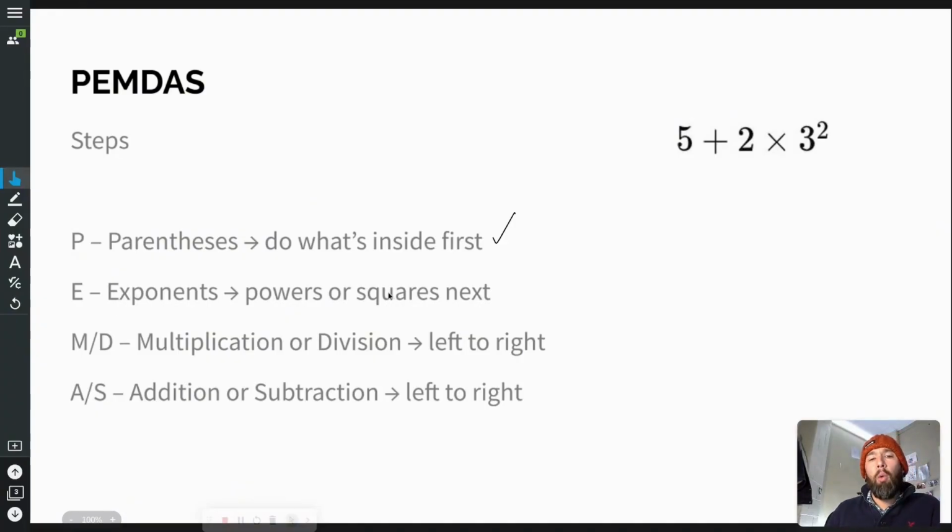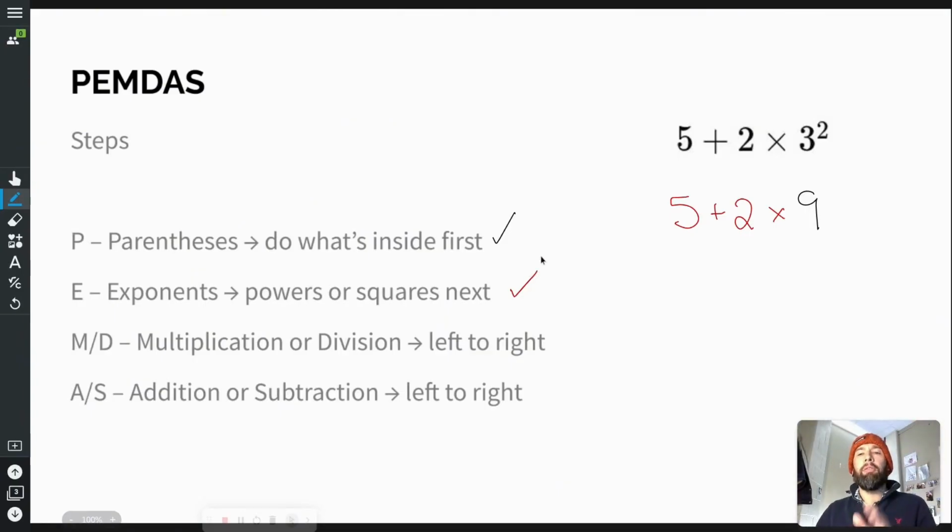Exponents, powers or squares next. So I do have exponents. Right here I have 3 to the second power, so I'm going to do that first. 3 to the second power is 3 times 3, which is 9. So we're going to drop that down, and we do the other stuff we haven't done yet. 5 plus 2 times 9.